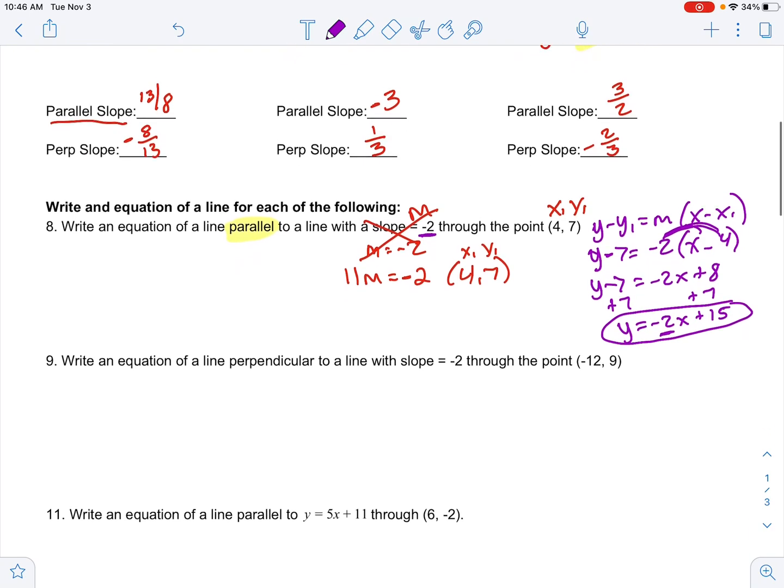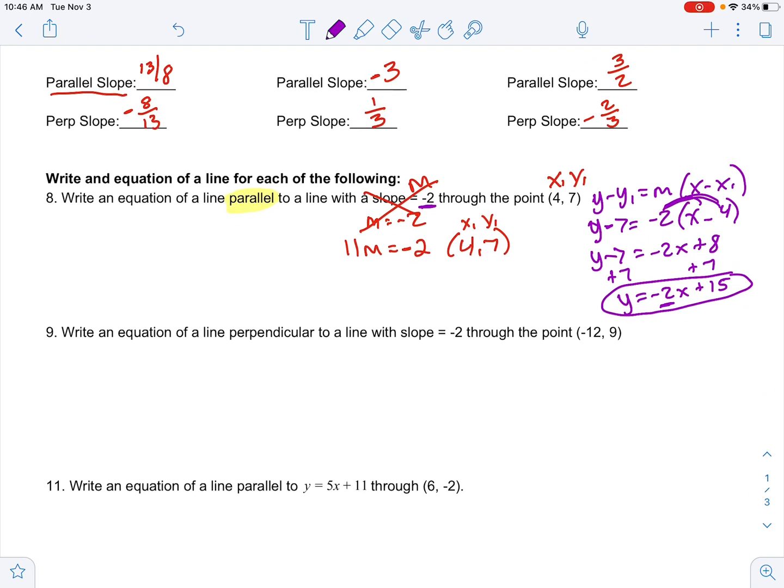Okay, so let's look at number 9. Write an equation of a line perpendicular. So I'm going to highlight that. Perpendicular to a line with a slope of -2. There's my m. Through the point (-12, 9), that's x1 and y1.